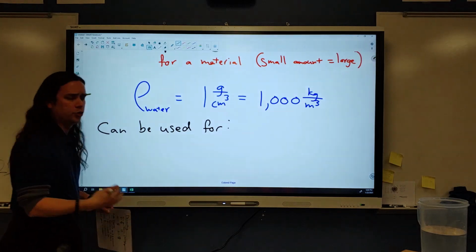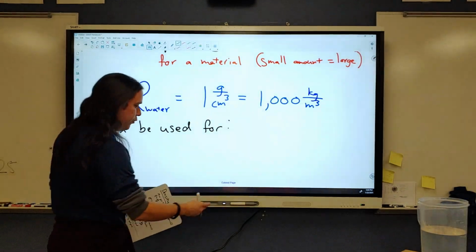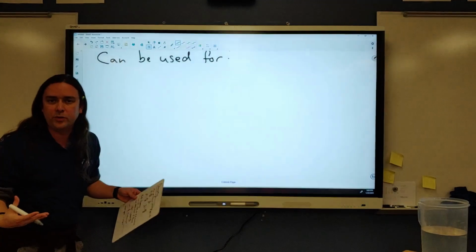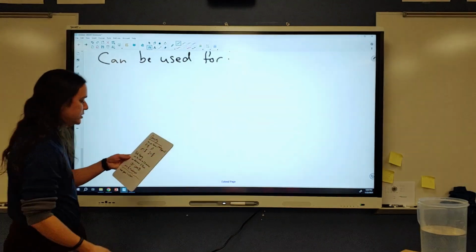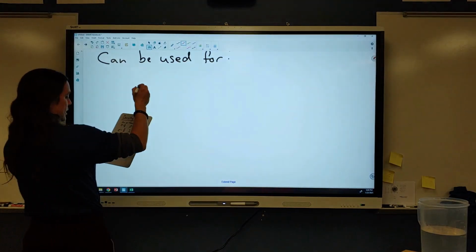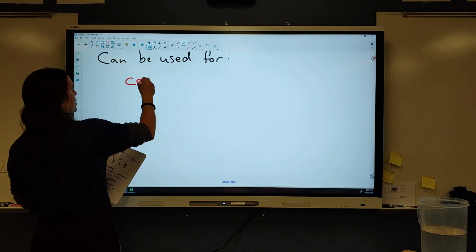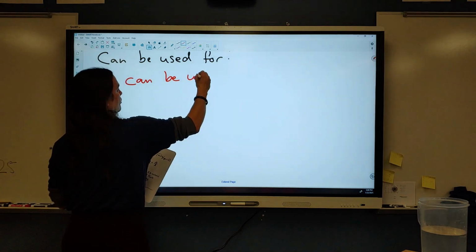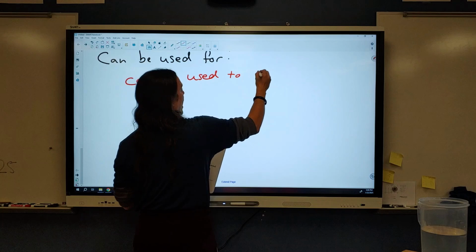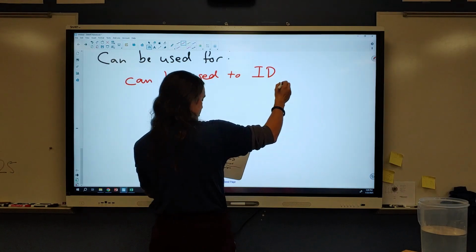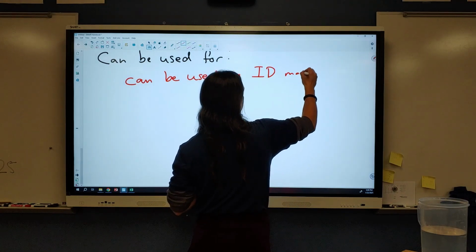There are a couple things that I'll introduce that we can use density for. So why do we care about this number? What can it do for us? Well, some of the things that it can do, because it's a bulk property, it can be used to identify materials, ID materials.